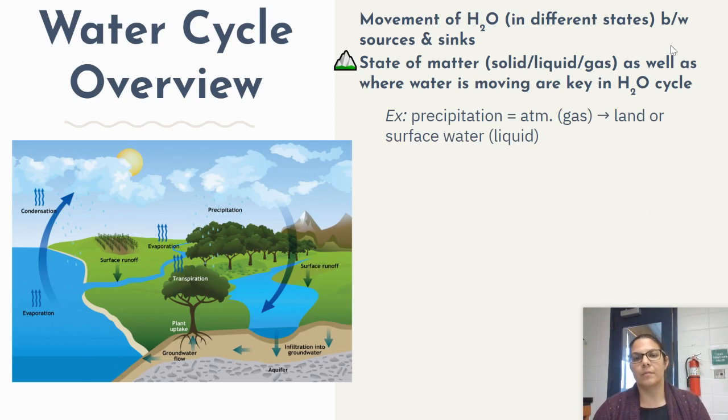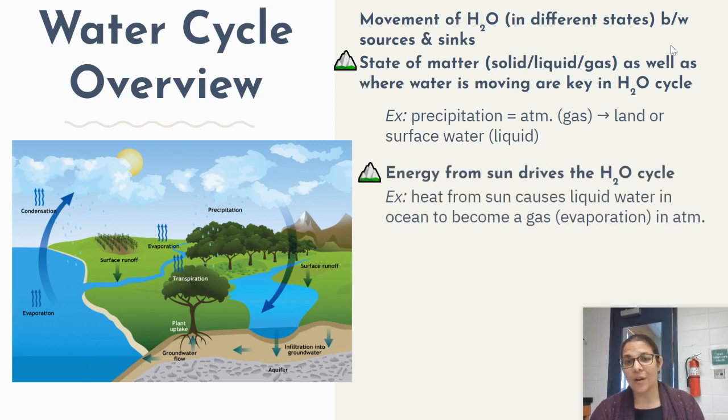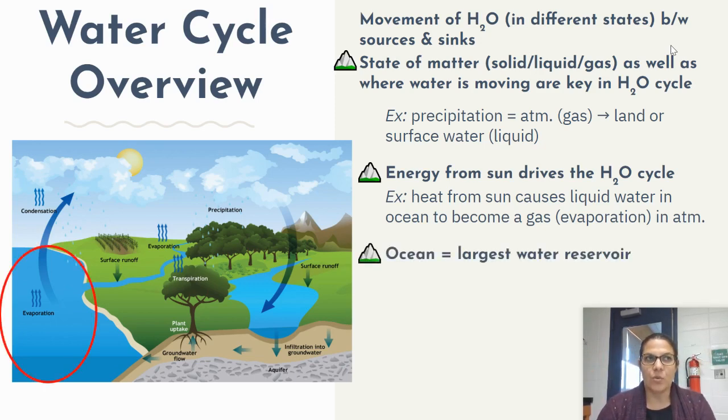So you have your precipitation in the atmosphere, and then it goes into land with your surface water, with your condensation, it falls as precipitation. Energy from the sun drives the water cycle because it's driving it from a gaseous form to a liquid form to a gaseous form. And if you have no sun, it's frozen. So the sun plays a major, major role in the water cycle.